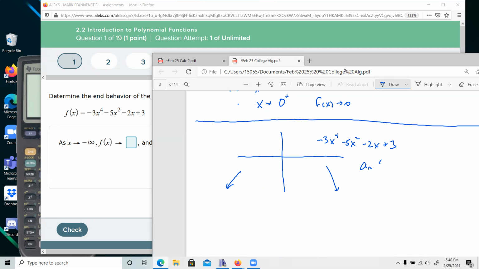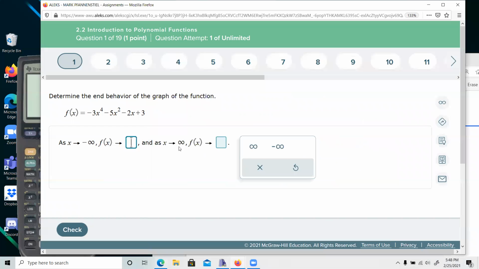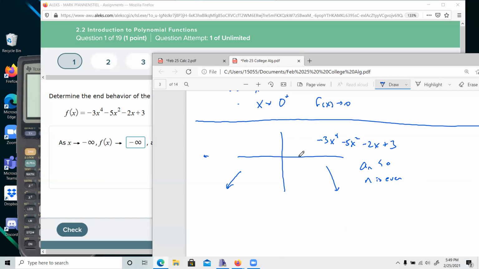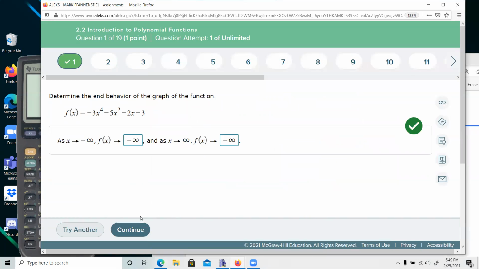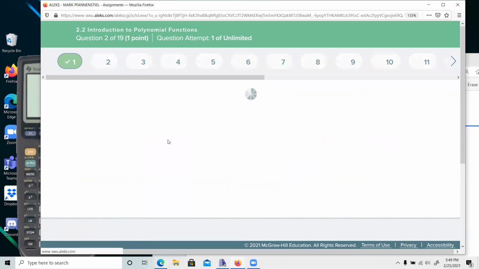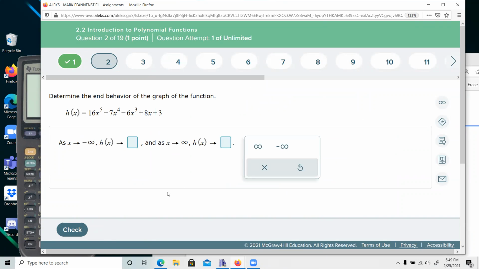But since my a sub n is negative and n is even, I know that's what it's going to look like. So as x tends toward negative infinity over here, as far over as we want to go, f of x also goes to negative infinity. As x goes to positive infinity over here, f of x doesn't change. It's still pointing down. All right, we have that. Let's continue on and see what the next one is. Okay, end behavior. Very good.